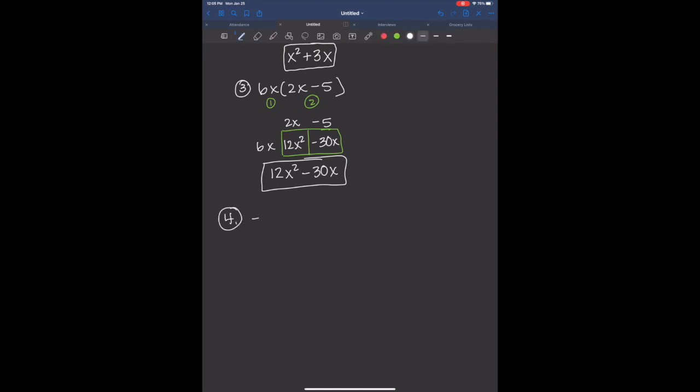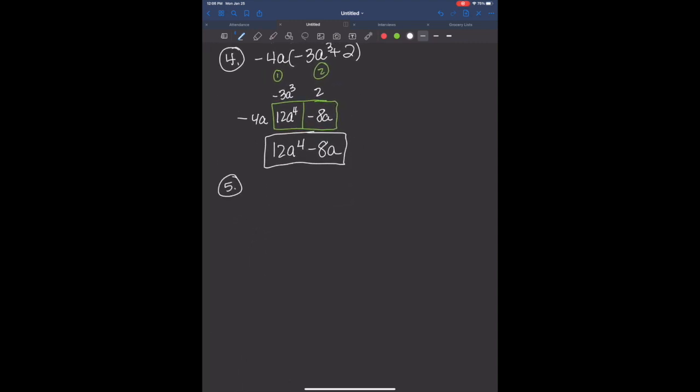For number 4, we've got negative 4a times negative 3a cubed plus 2. That's a 1x2 again. Negative 4a times negative 3a cubed is going to give us positive 12 because negative 4 times negative 3 is 12. And then the a has a 1 on it, so it's 1 plus 3 to give us a to the 4th. And then when we multiply negative 4a times 2, that gives us negative 8a.